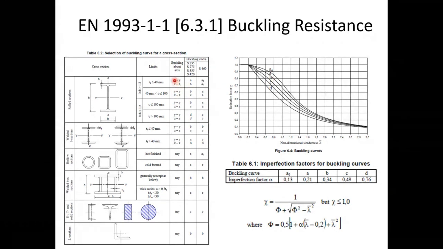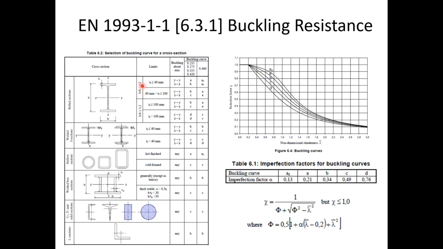And then the third component that we've been looking at here depends on which axis you're talking about, the major axis over the YY or the minor axis over the ZZ. Again, for the weaker axis there's a chance of more initial imperfection, so you have a lower capacity curve for the weaker axis. Okay, so we decide which curve we're going to go for.